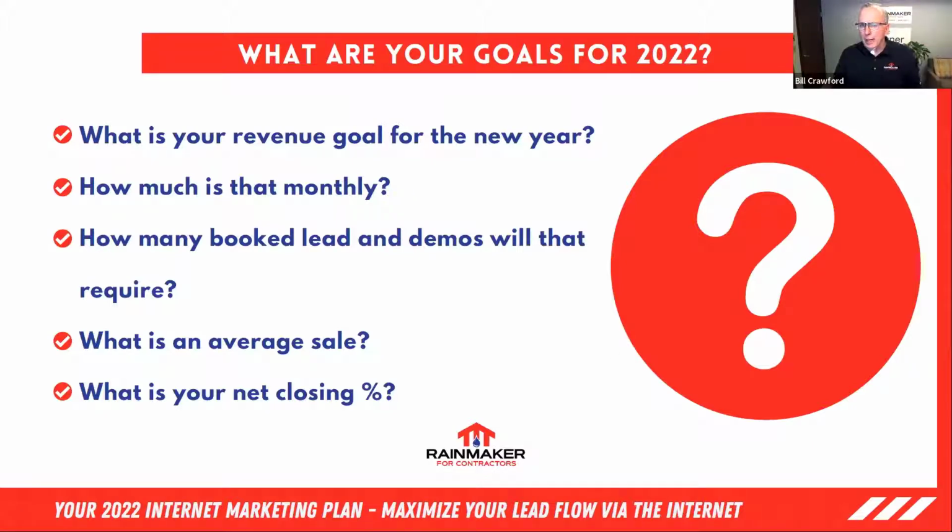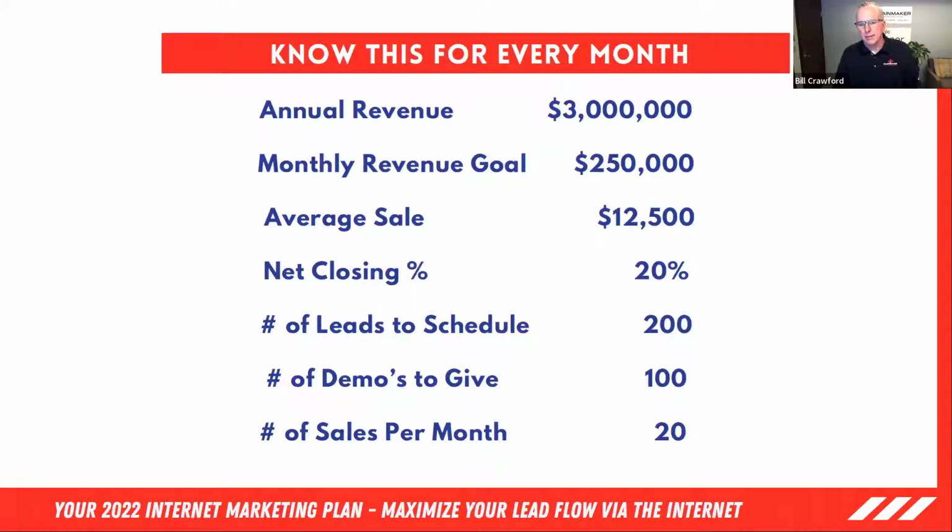Now, I am using the word net versus gross. The difference is maybe you closed, but they couldn't get financing. So it turned into a credit challenge. So now that's not a real deal because you can't install it. Or, of course, you close it, but then they cancel before you install it. So those are the two ways they could fall off the table. So we're only talking about net closing percentage. All right, so hope you're with me so far.